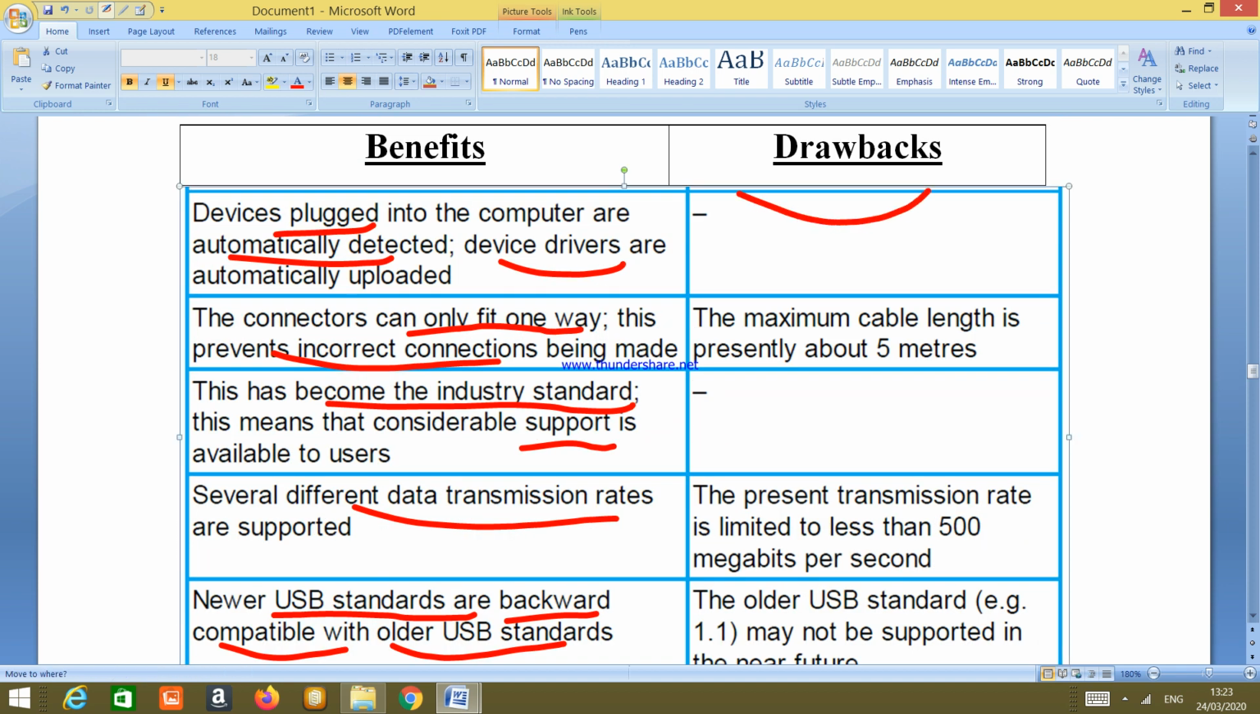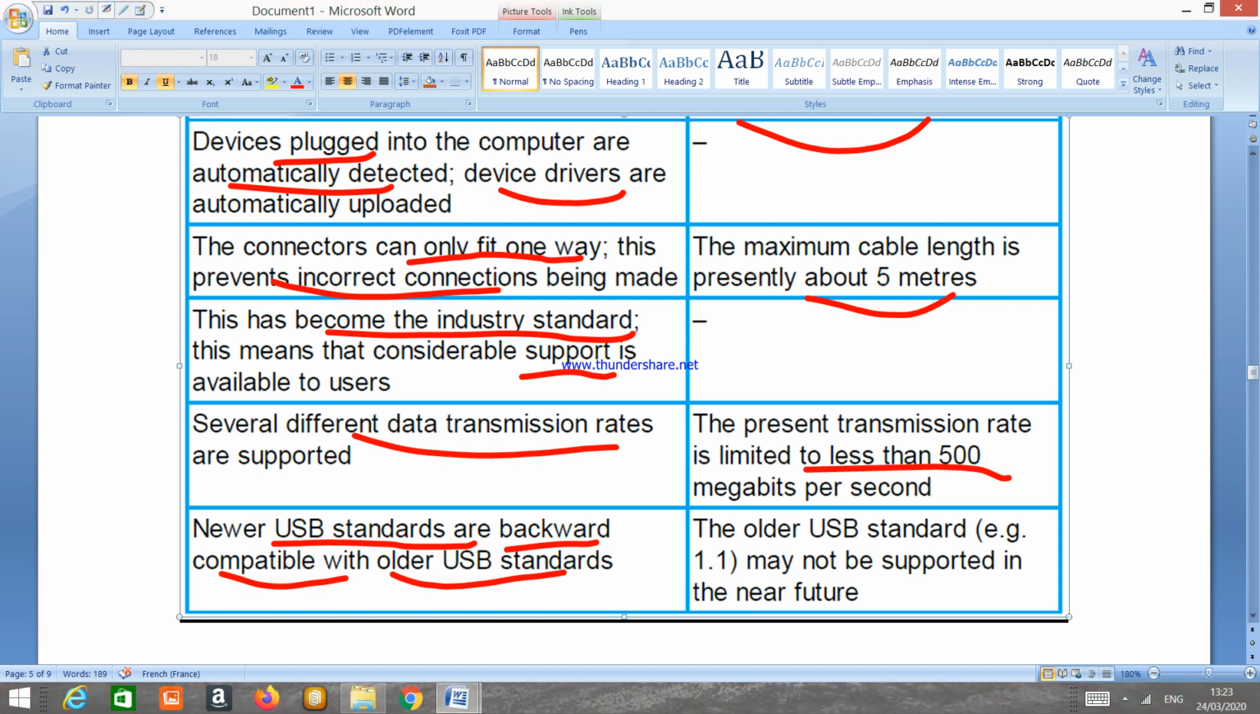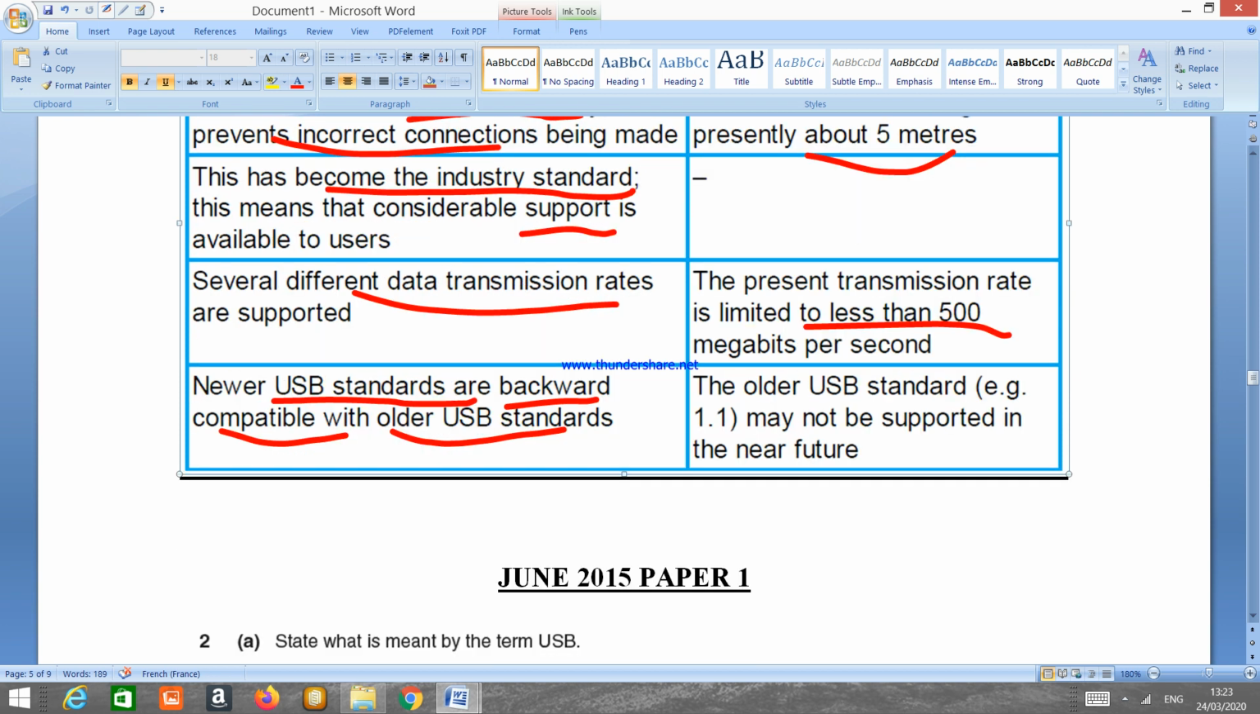Now, what are the drawbacks of USB? Maximum length is 5 meters. Transmission rate is only 500 megabits per second, and nowadays we also have USB 3.0, and maybe it will not be appropriate for new devices.